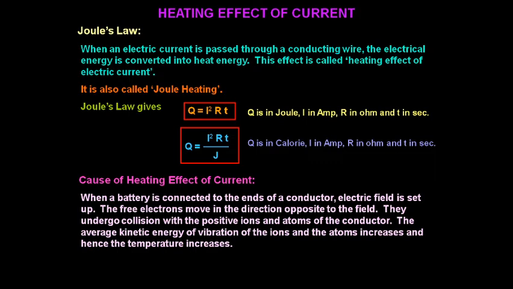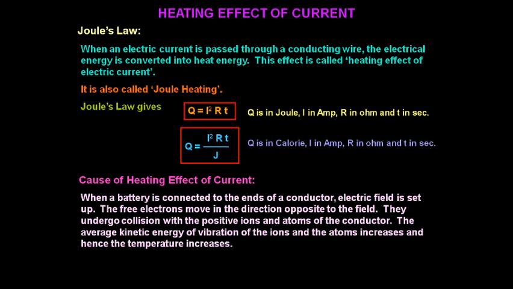Now the cause of the heating effect. What is the cause? When a battery is connected to the ends of a conductor, an electric field is set up. The free electrons move in the direction opposite to the electric field. When the free electrons move inside the conductor, they collide with the positive ions or atoms of the conductor. The collision of electrons with the atoms of the conductor is the cause of the heating effect.